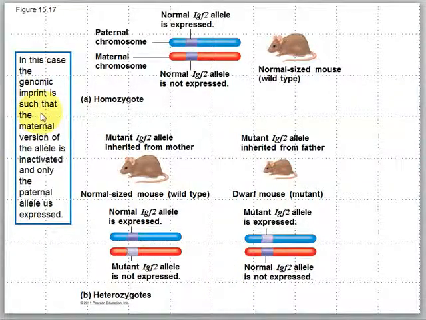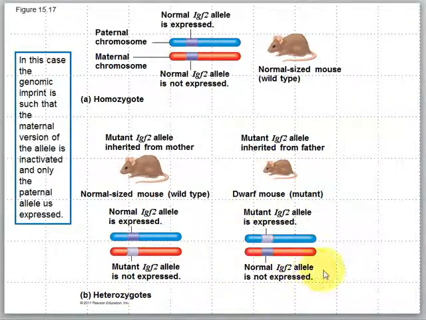In this case, the genomic imprint is such that the maternal version, the mother version of the allele, is inactivated, and only the paternal allele is what gets expressed. Now, you wouldn't know that up here because this mouse has both the normal from mom and dad. So if mom's allele is inactivated, it doesn't really matter. Dad's allele shows you the normal size. Down here, this mouse has normal from dad, mutant from mom. Now, you wouldn't really expect to see that either because, again, you would still think that normal is dominant and it would overtake that. That's what you would see.